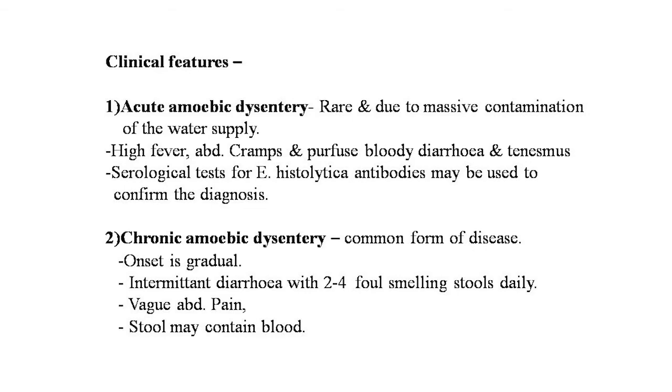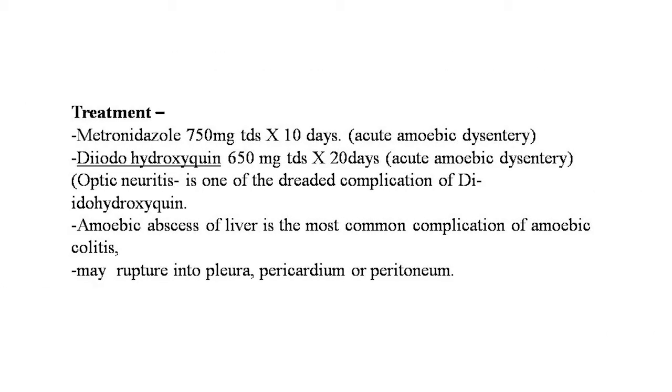Second, chronic amoebic dysentery, the common form of the disease. Onset is gradual, with intermittent diarrhea with 2 to 4 foul-smelling stools daily, vague abdominal pain, and stool may contain blood. Now the treatment of amoebiasis: metronidazole 750 mg TDS for 7 days in acute amoebic dysentery, and dihydroxyquin 650 mg TDS for 20 days in chronic amoebic dysentery.